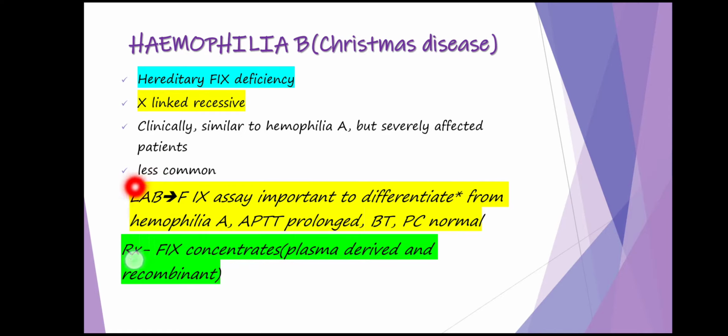In the lab diagnosis, again the tests are similar to hemophilia A: APTT will be prolonged, bleeding time will be normal, platelet count will be normal. The important test to differentiate hemophilia A from B is the factor 9 assay. Factor 9 assay will reveal decreased activity of factor 9 in case of hemophilia B. In the treatment, again plasma derived and recombinant factor 9 concentrates are used.